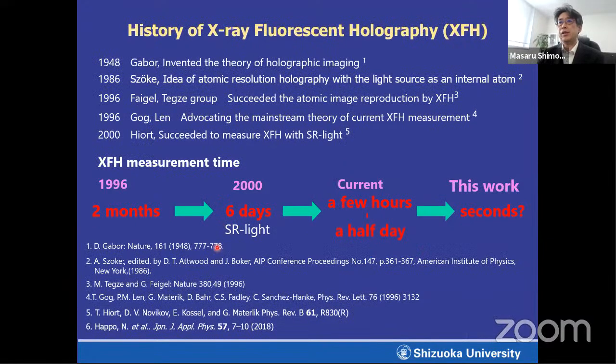And this is a history of X-ray fluorescence holography. From 1996, it took 2 months to get an XFH, X-ray fluorescence holography, measurement. But in 2000, it became 6 days by using synchrotron radiation light, very strong X-ray light. And currently, it takes a few hours to a half day.